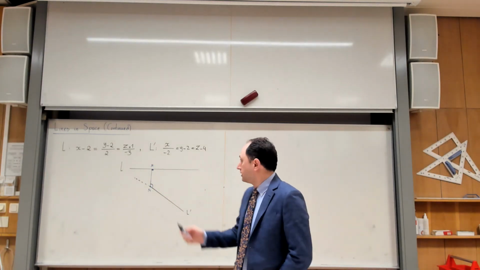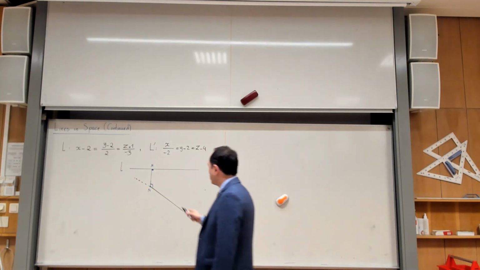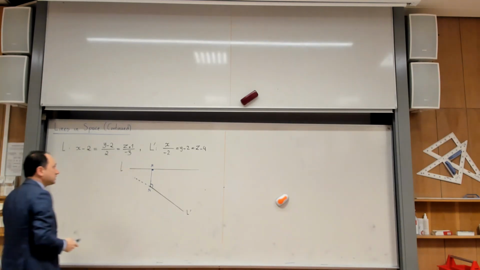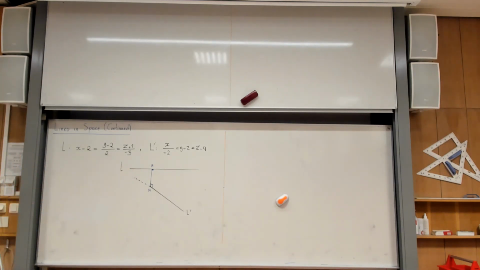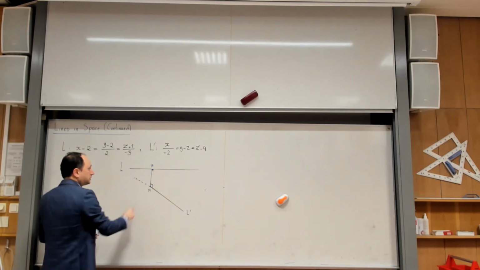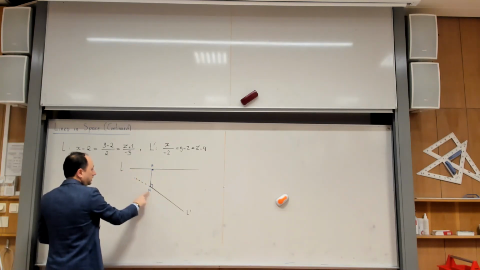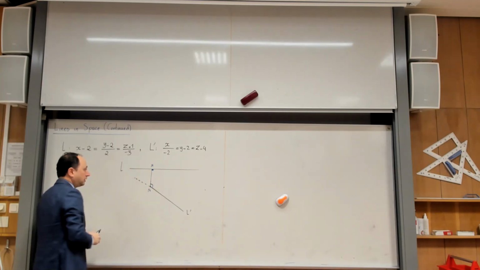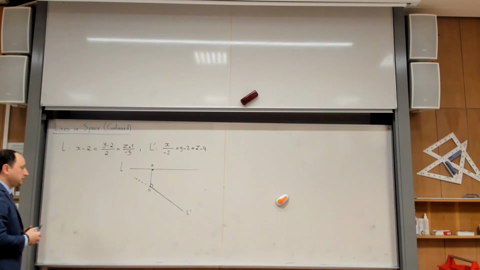So let me introduce you to another method. Do you remember we talked about this problem yesterday? We had two lines, L and L prime. We confirmed that these two lines are indeed skew, and we were able to find this line segment, which lies between L and L prime and is perpendicular to both. It is called the common perpendicular of these two skew lines.